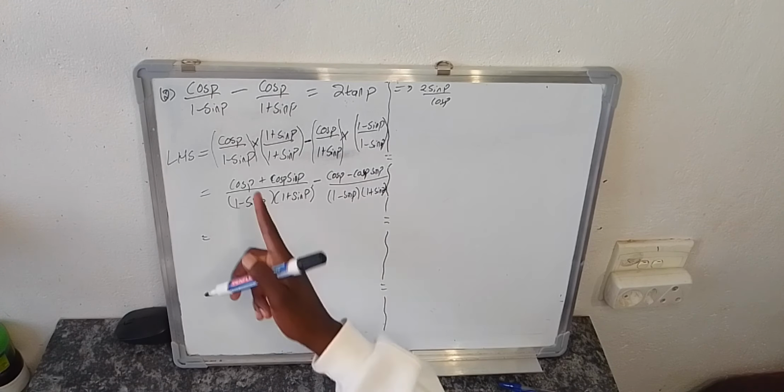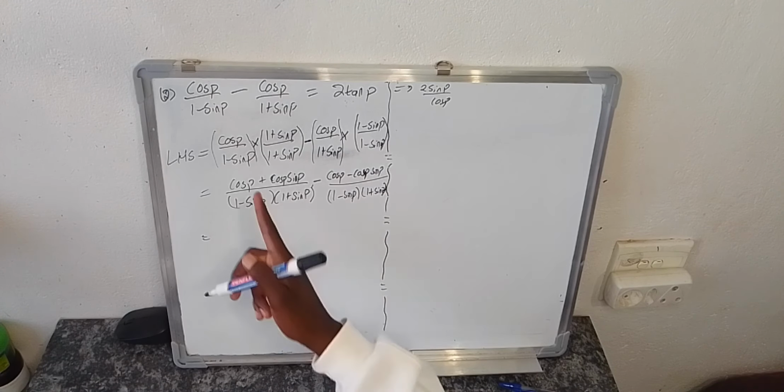So now one can know that this is a trig identity. Which trig identity? The square identity. So we know that this is equal to what? Cos squared p. So now we are going to be left with 2 cos p sine p, all divided by what? Cos squared p. You see?